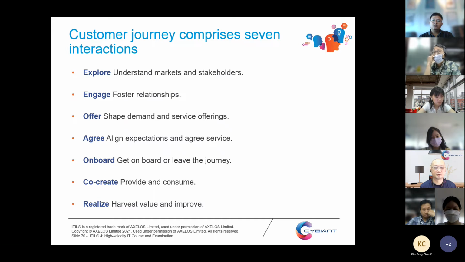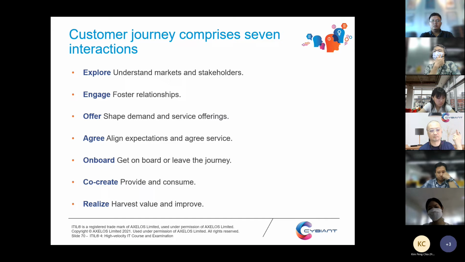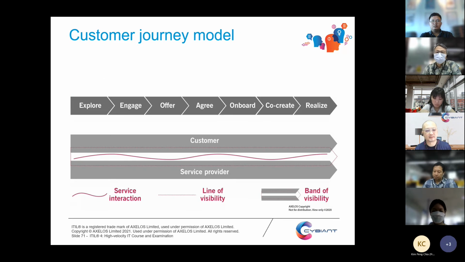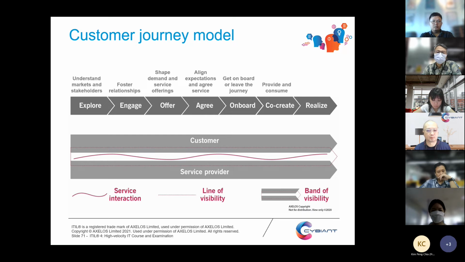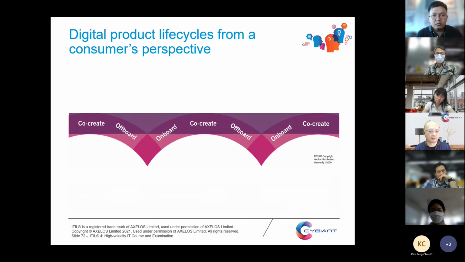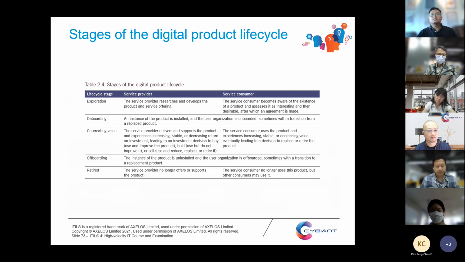And these are the 7 steps of interacting with the customer journey. Explore, engage, offer, agree, onboard, co-create, realize. Okay. Please remember this. This is an important slide. This will come out in the exam. Okay. Now, in the next few slides, they talk about what needs to be done or how they interact between customer and the service provider itself. Okay. Same with this, it's just explaining it from a different perspective.